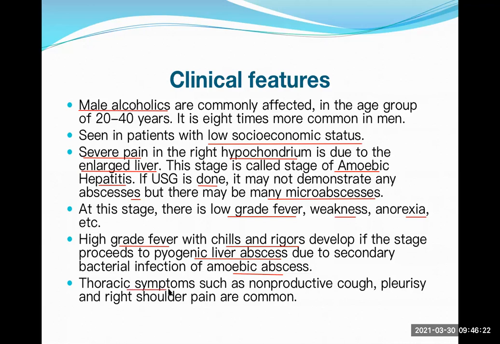Some thoracic or chest symptoms like non-productive cough, pleurisy, and right shoulder pain are common. Now, pleurisy is pleuritic pain. This is involvement of the parietal pleura, which is known as pleurisy. And right shoulder pain occurs because of the pleuritic pain itself. This is a referred pain. All of these occur because of involvement of the diaphragm, the diaphragmatic pleura.